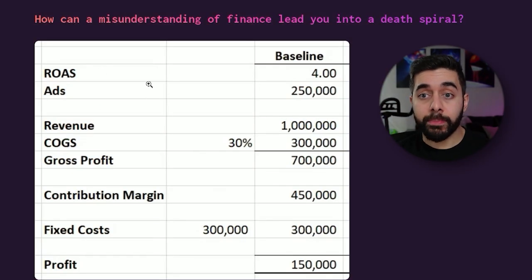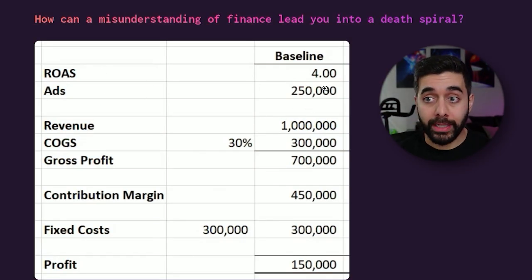This business is spending $250,000 on ads. They have a ROAS of 4x, which gives them $1 million of profit. Now, their cost of goods sold is roughly 30%, so that $1 million of revenue is going to come with $300,000 of inventory costs.